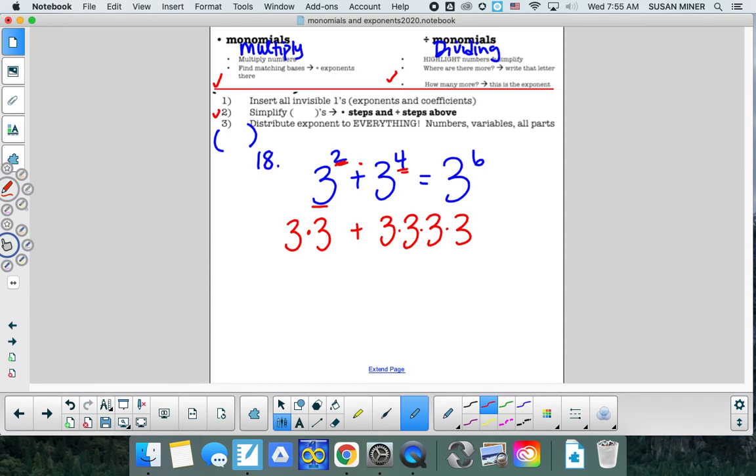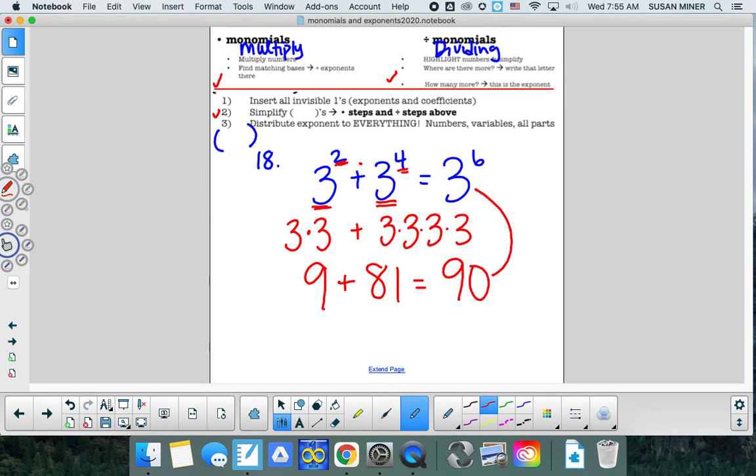And so 3 squared is going to be 9. And then I'm going to be adding 3 times 3 times 3 times 3, which is 81. All I really need to do to solve this problem right now, because these are numbers, is calculate those out and add them together. And then I'm going to end up with 90.